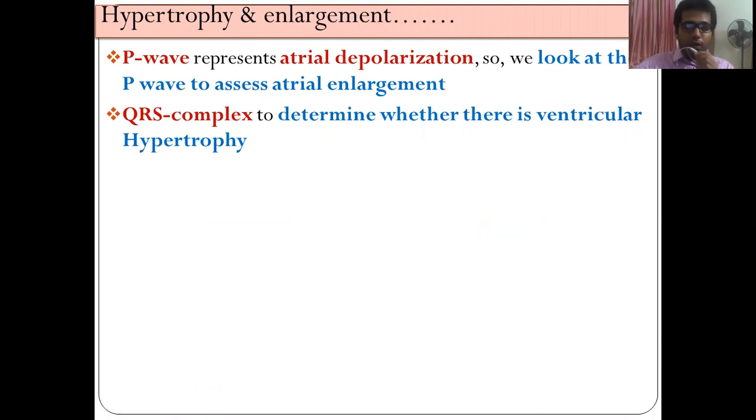Normally we know the P wave represents atrial depolarization, so we look at the P wave to assess atrial enlargement. Similarly, the QRS complex represents ventricular depolarization, so we look at the QRS complex to determine whether there is ventricular hypertrophy or not.